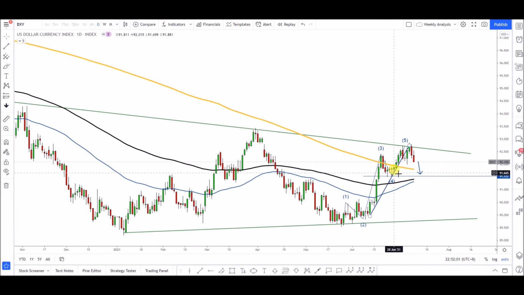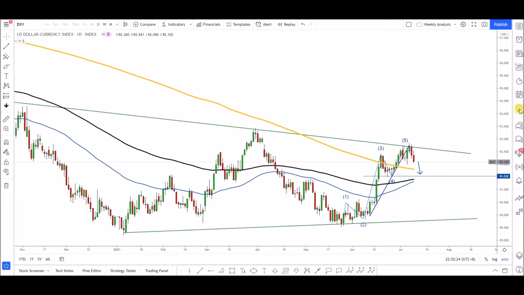What we can see that might be forming right here is basically a head and shoulders. We have the head right here, and if we get supported at this level, 91.55, then it might form the neckline of a head and shoulders, and as it retraces to this level again, then of course that will very much form a head and shoulders in the near future.